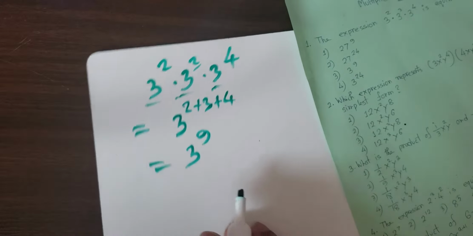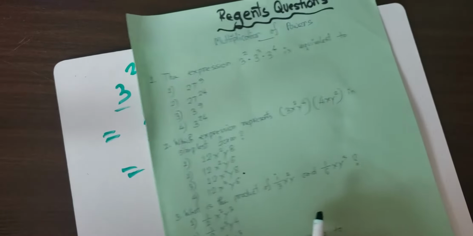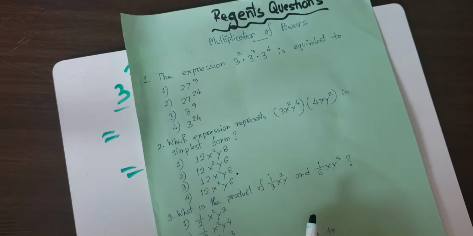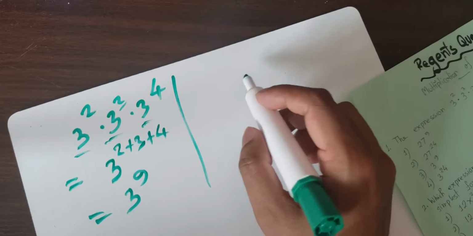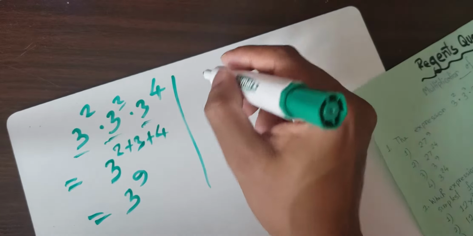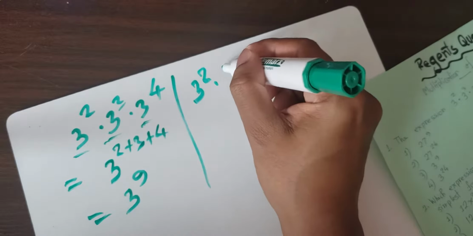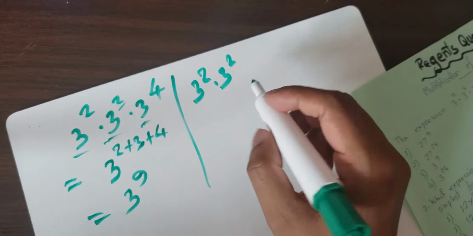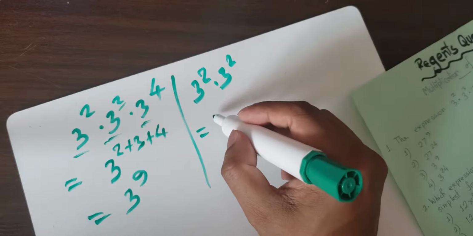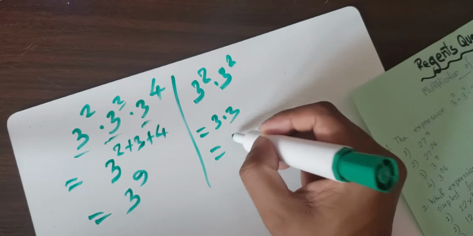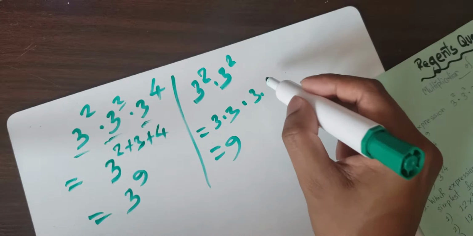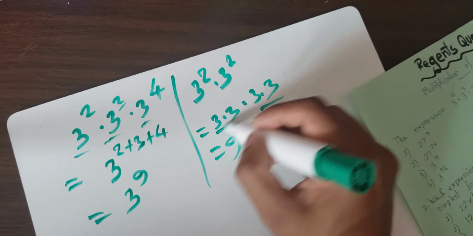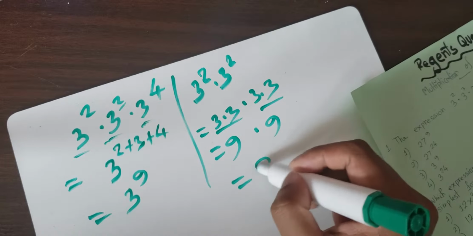So what's the answer here? You can see this is option 3, 3 to the power 9. But why are we adding the powers? I know you already know this, but let's look at a simple question. You have 3 squared times 3 squared. So 3 squared actually means what? 3 times 3, which is 9, right? Another 3 squared means 3 times 3, which is another 9. And 9 times 9 is 81.